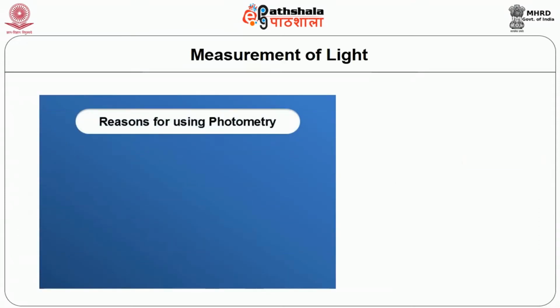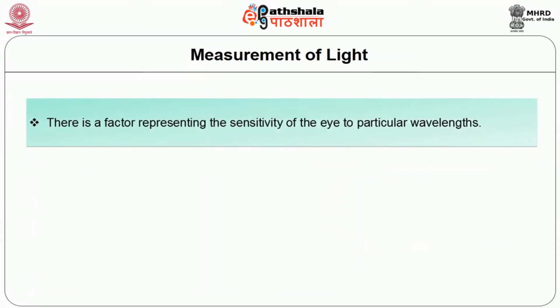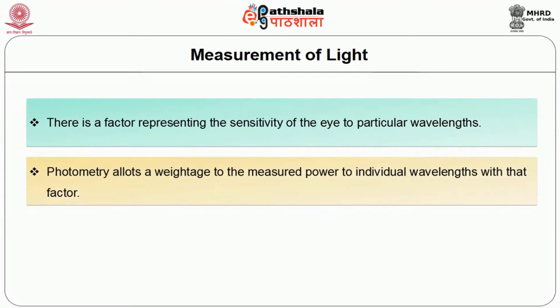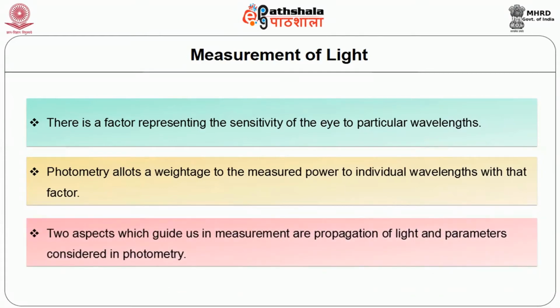For quantifying lighting intended for human use, photometry, which measures only the visible light, is used. It considers the human eye as a detector and gives data in multiple photometric units and measures. There is a factor representing the sensitivity of the eye to particular wavelengths. Photometry allots a weightage to the measured power at the individual wavelengths with that factor. Two aspects which guide us in measurement are propagation of light and parameters considered in photometry.